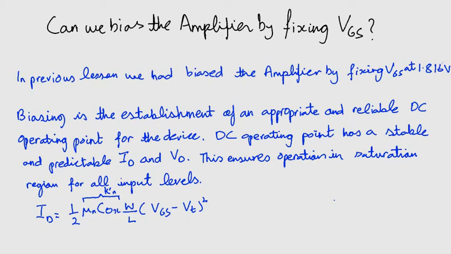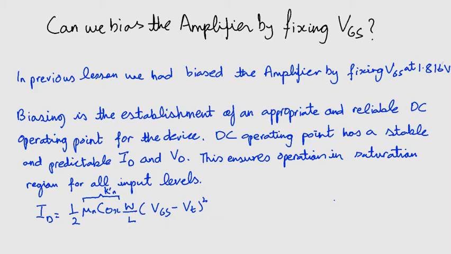whole squared. The threshold voltage VT, the oxide capacitance Cox, and the transistor aspect ratio W over L vary widely among devices of supposedly the same size and type. This is the case for both discrete devices and also for integrated circuits.